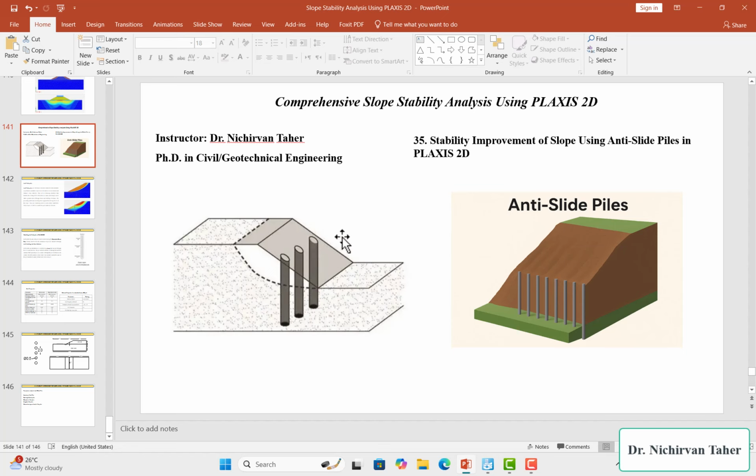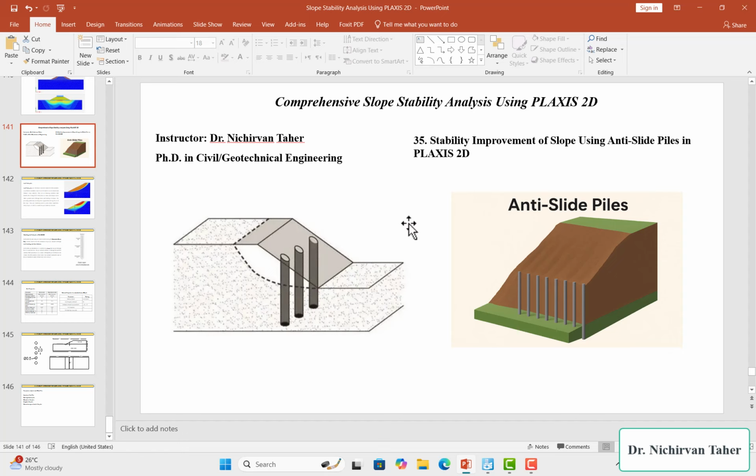As you can see in these two figures, anti-slide piles are normal piles. They may be circular, cross-section or rectangular, and they are driven in a row, sometimes at the toe of the slope, or sometimes near the crest, or sometimes in the middle of the slope. Using these driven piles, the stability of the slope is improved and the safety factor is increased.